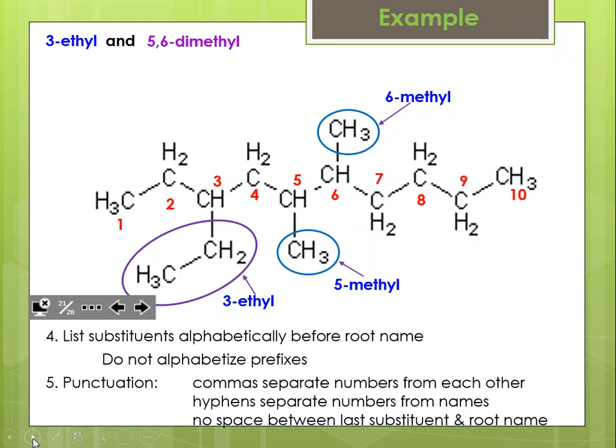Well, you have to list them alphabetically. List them alphabetically before the root name. And our root name is decane, by the way. That's the parent chain, the root name. We do not alphabetize the prefixes, so the di part does not count. You know, that di part up here, that does not count. Only the methyl part, the M, and the E here. So we're going to put them in order of alphabetizing. Ethyl comes before methyl.